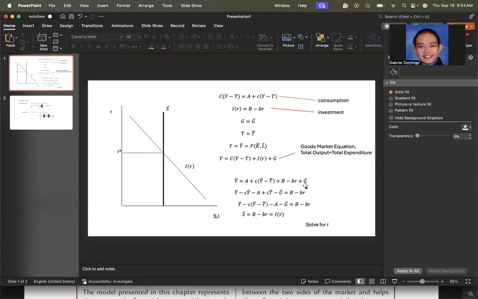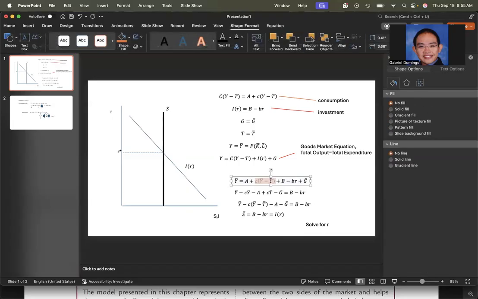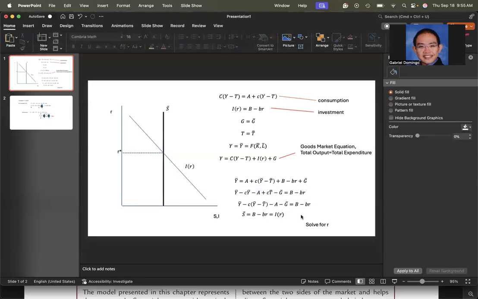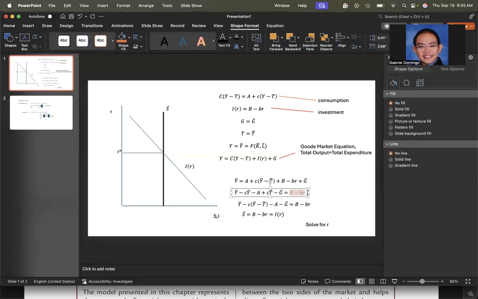So because that's the case, you're moving this part, which is the consumption that's affected by disposable income, and then your G, you're moving it to the left-hand side, and then what you're going to get is Y bar minus CY bar minus A plus CT bar minus G bar. And that's going to be equal to B minus BR. Now this B minus BR, that's just your investment. That's down here on the right-hand side. So you're leaving investment on the right-hand side.